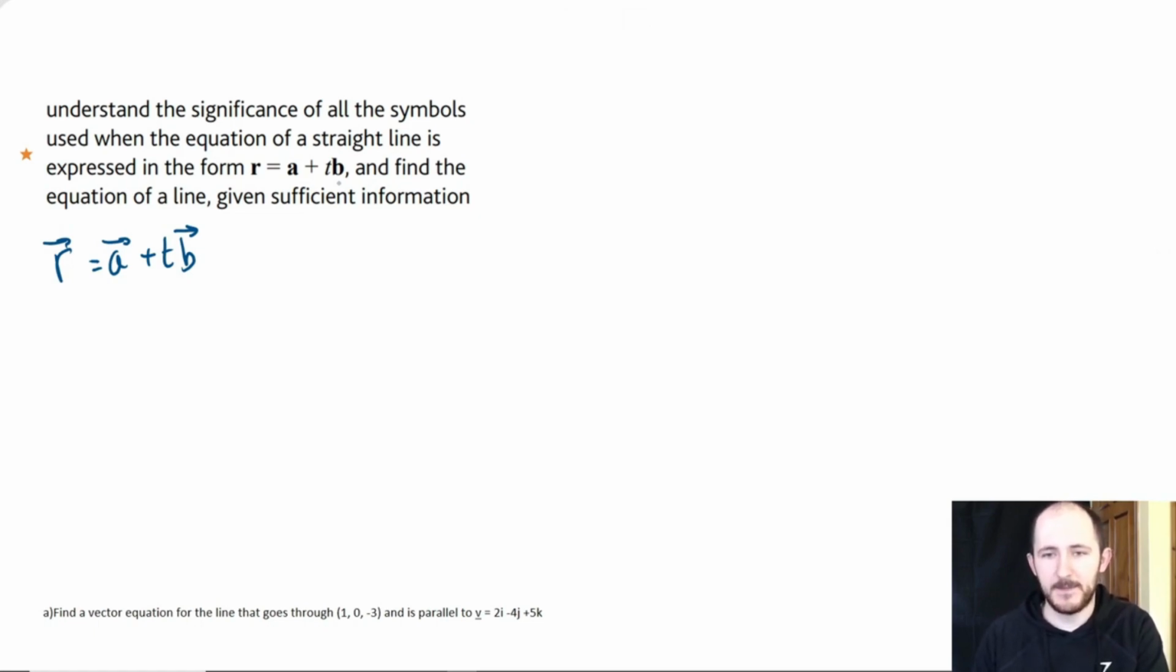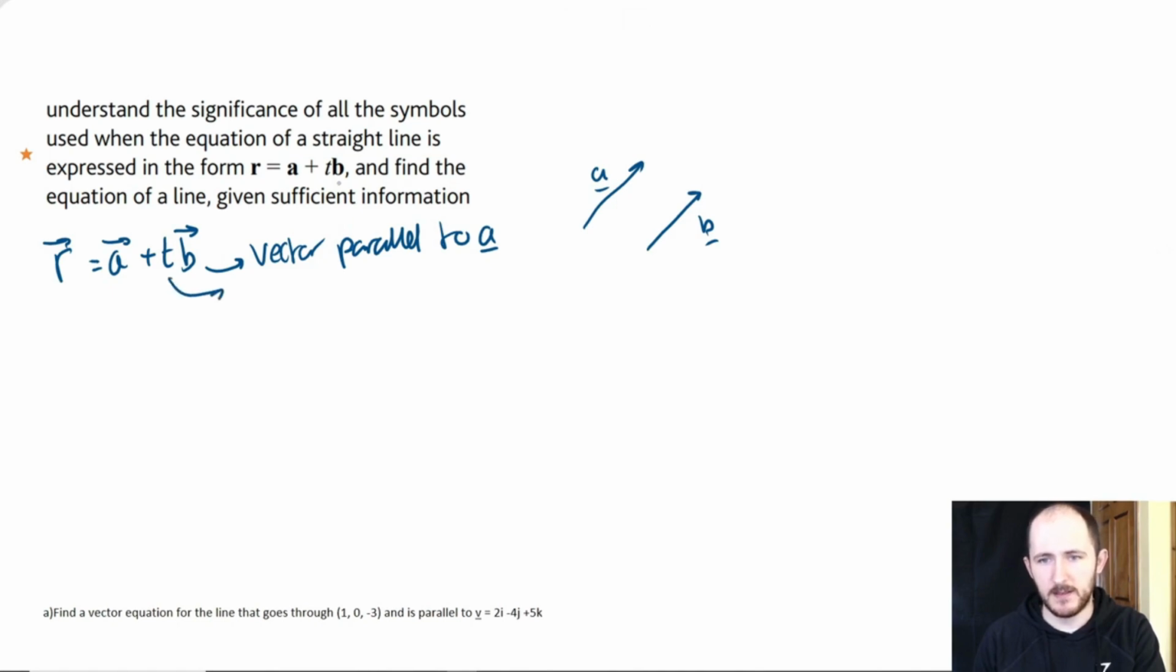Well, b is simply a vector that is parallel to a. So you know you have your vector, let's say a, and b is just some random other vector. t is essentially your gradient, okay? So it's a gradient and it is a scalar, okay? a is something you already know. It's a position vector the line has to go through, okay?